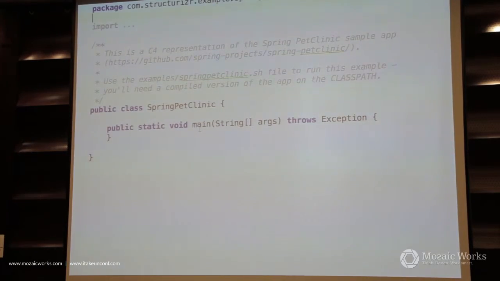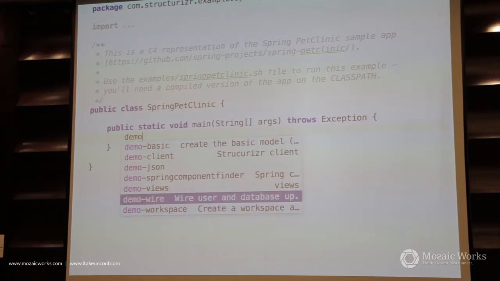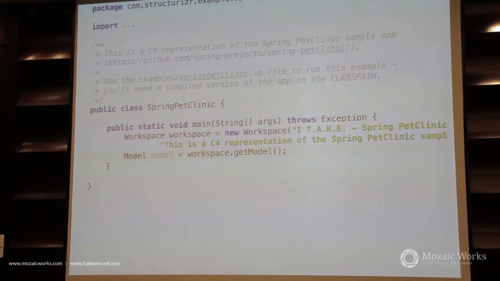So that Spring PetClinic system that I showed you this morning, really simple Java web app, controllers, services, and the DAOs at the bottom. So I'm going to show a quick demo of how we can create an architecture model for that thing using code. So I'm going to throw in some boilerplate to start with. What I'm going to do here is create a little workspace and model that I can use to store the architecture model. So that's been pretty boring.